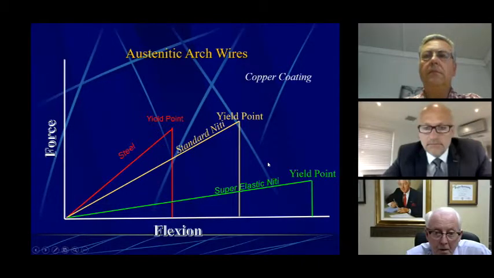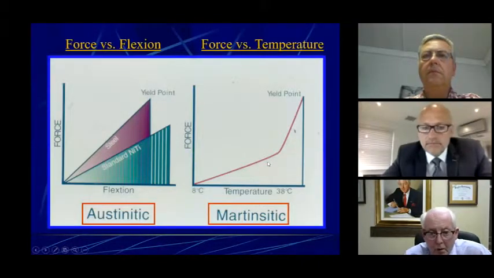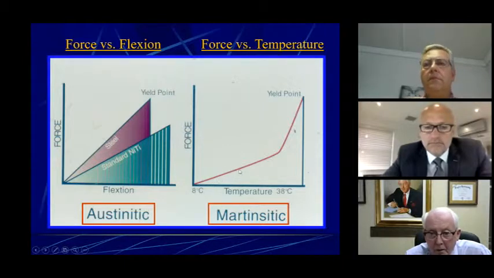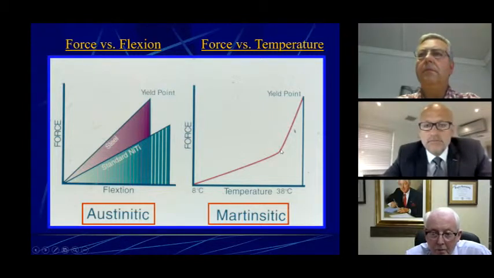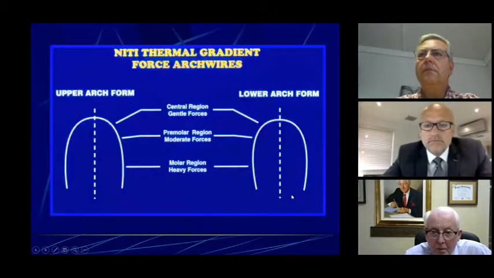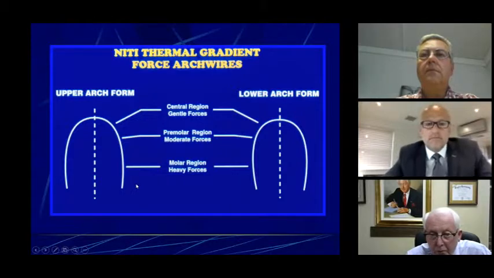Whereas if I move to martensitic wire and I compare the difference at 8 degrees Celsius, the wire is totally plastic. As it warms towards body temperature, it starts to resume its arch form. And then just above body temperature, it starts to become austenitic. So that particular technique or concept eliminates the position of the tooth being a critical issue.